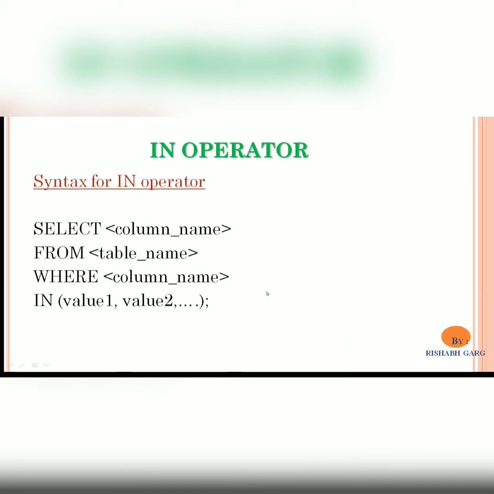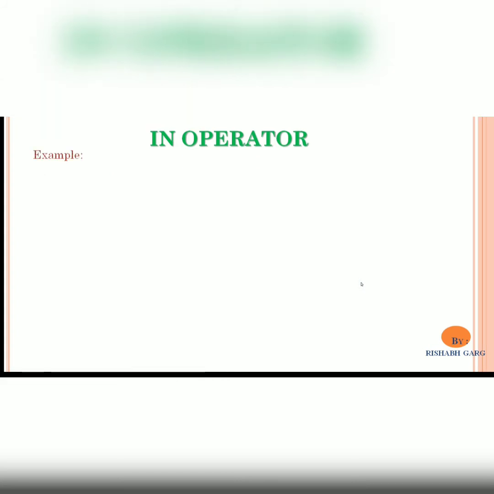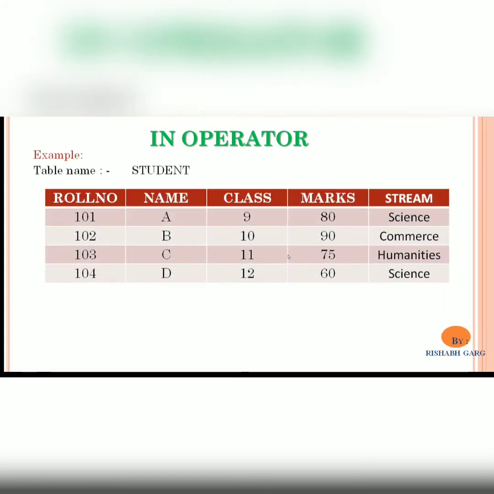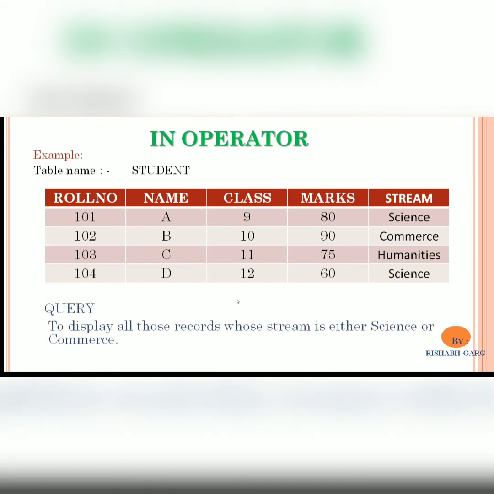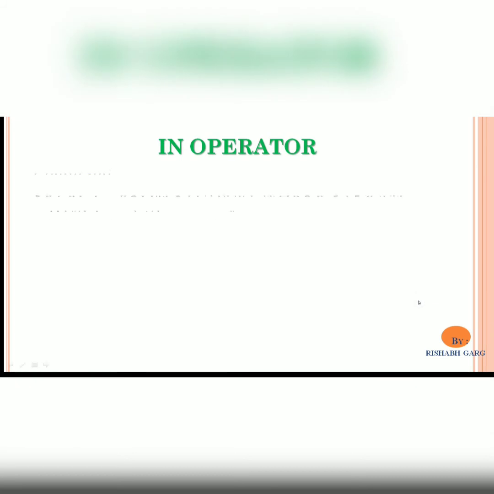Let's see an example to make it more clear. Suppose we have a table student along with 5 fields and 4 records, and we want to perform a query that would display all those records whose stream is either science or commerce. So for this we will use the following command.